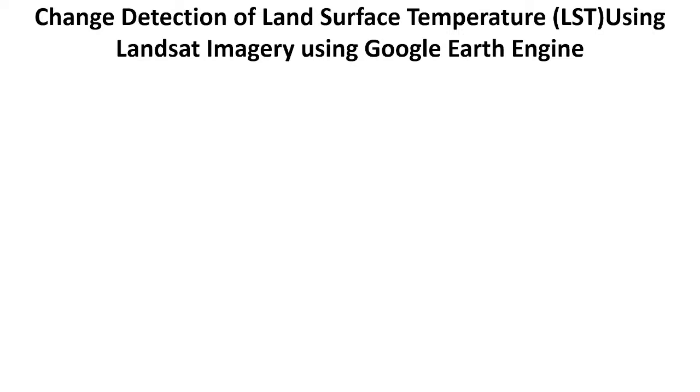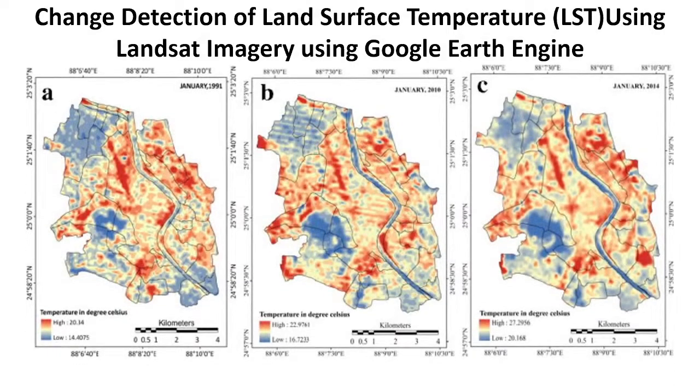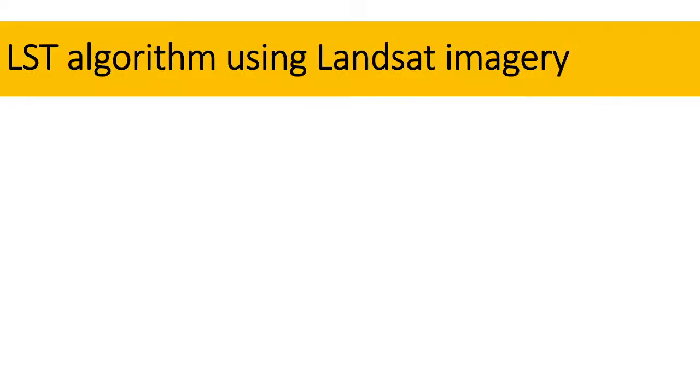This is our main topic: change detection of land surface temperature, mainly multi-time period, multi-year, using Landsat imagery. How we can easily make land surface temperature for the different time periods using the Google Earth Engine platform, and then also make the classification and the map. How much area will be high temperature, low temperature, or very low temperature. This type of class area we also try to determine for the different time periods.